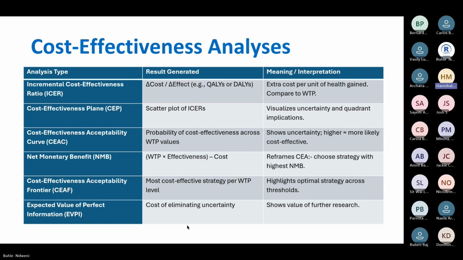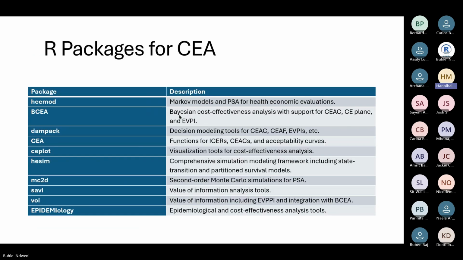Okay. Then I think the last one is the expected value of perfect information. This is really the cost of eliminating uncertainty, which really has more value in the future than in the present, actually. But again, at the same time, it speaks to the same thing, to directing us towards how to best improve or assess the effectiveness of the intervention or of the new drug, if that's the case. Now, let's go on to the next slide.